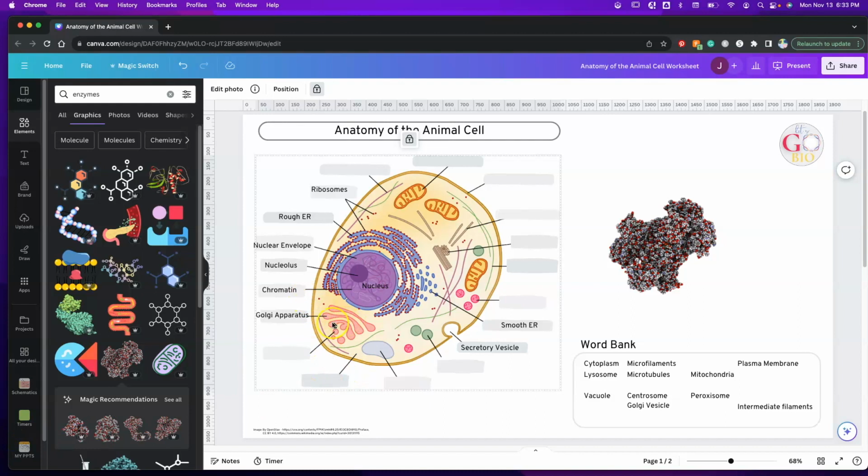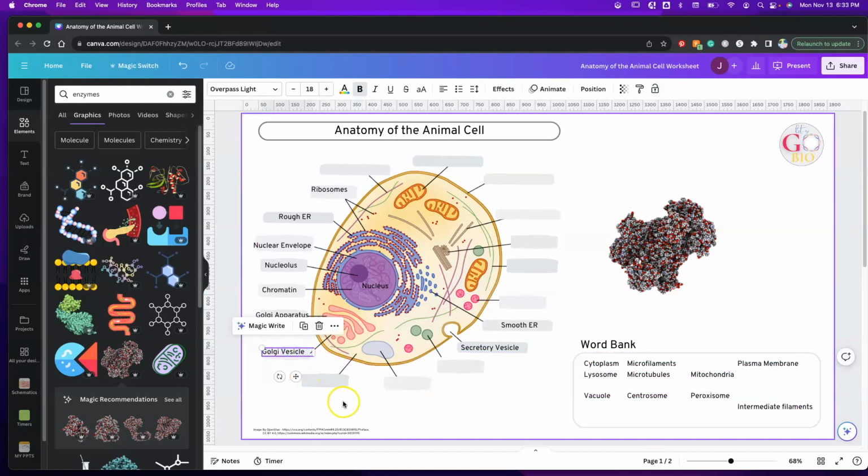So the Golgi apparatus is a bunch of enzymes, and it's going to be modifying our product with some post-translational modifications. It's going to package them in vesicles, and it's going to send it where it needs to go. I can name this a Golgi vesicle. Okay, we've mentioned this guy a few times, so might as well just fill this in.